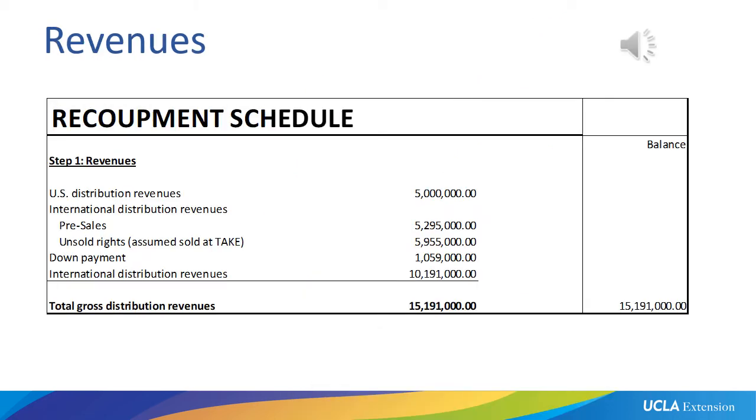So we assume that we produce the movie, we assume that we get our $5 million from US distribution. We're also assuming that we get the unsold rights sold at the take level. We obviously have our pre-sales. So we sum it all up, we're deducting what we already received, which is our down payment here. So our gross revenues are $15,191,000. And we will now be deducting our expenses.